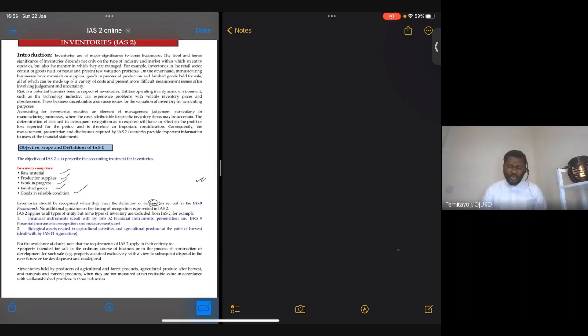Now, the second one is biological assets related to agricultural activities and agricultural produce at the point of harvest. Now, this is also dealt with under IAS 41. So these two are excluded from the standard. Kindly take note of that. Now, I added here that for the avoidance of doubt, note that the requirements of IAS 2 apply in their entirety to property intended for sale in the ordinary course of business.